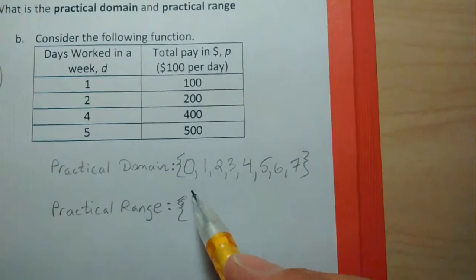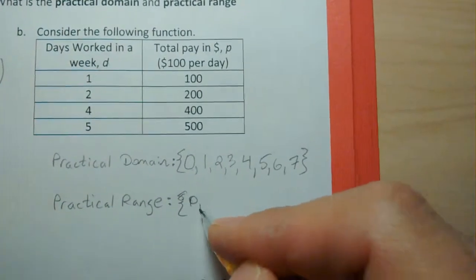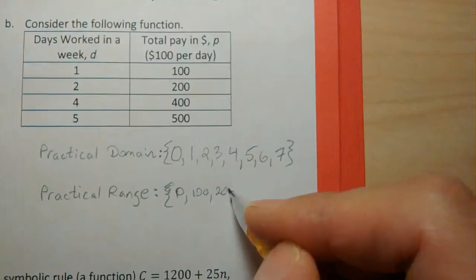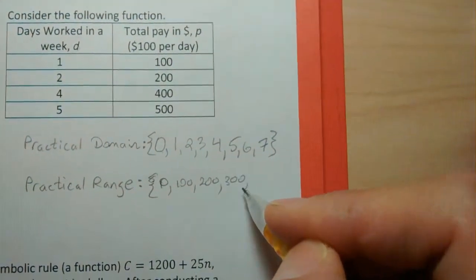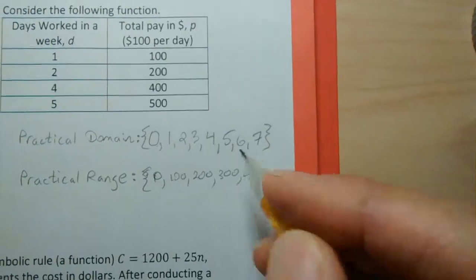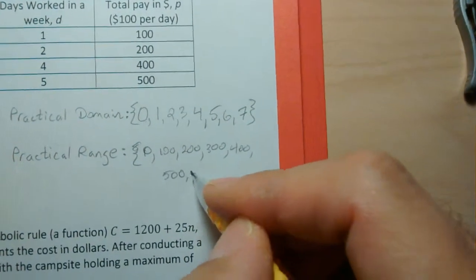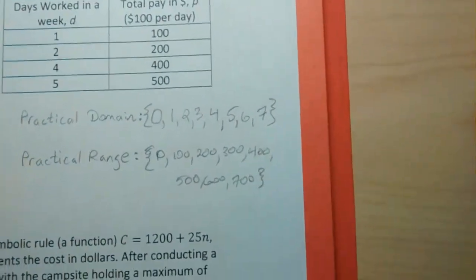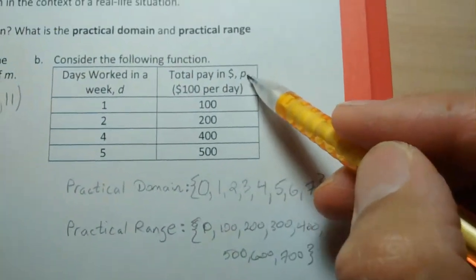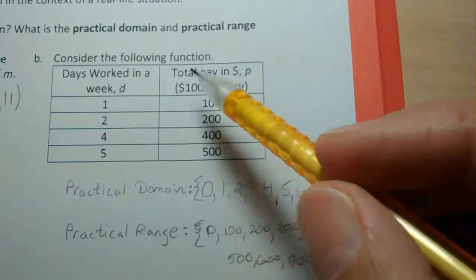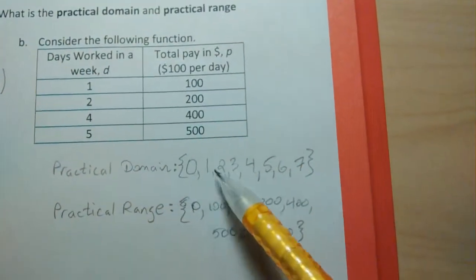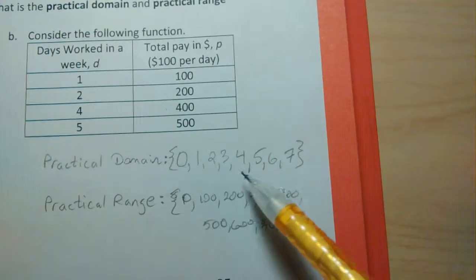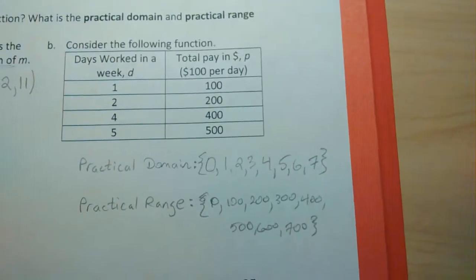And so if you work 0 days, you're going to get $0. If you work 1 day, you're going to get $100, and so on. So I can actually list these out. But what is not practical for P is $1,000. Again, there's only 7 days in a week. We've already identified that. So these guys, this collection corresponds to this collection. Hopefully that makes sense.